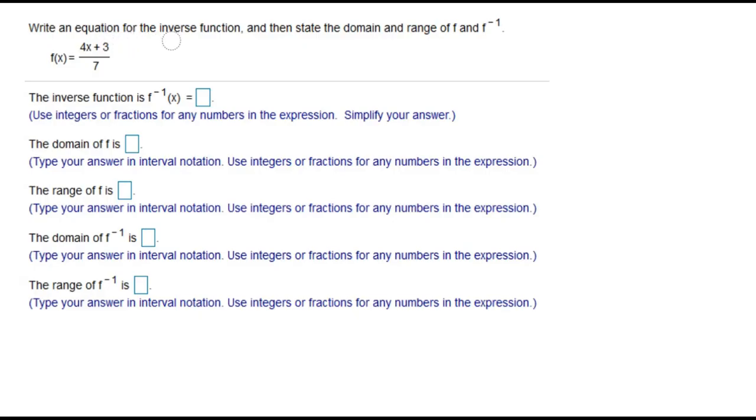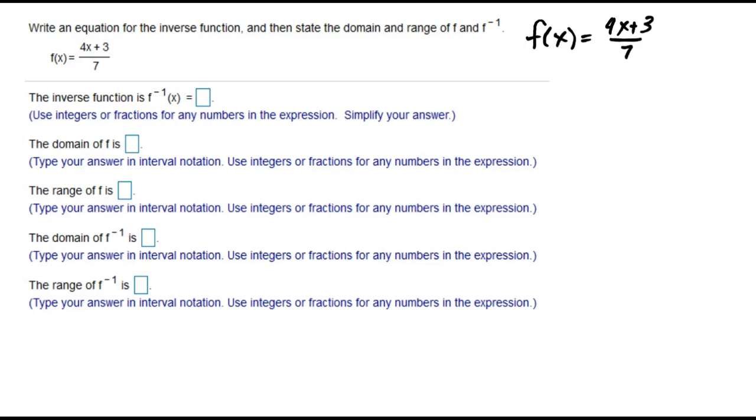Write the equation for the inverse function and then state the domain and range of f and f inverse. So first we want to find the inverse of f of x equals (4x plus 3) over 7. I have a three-step process that I'm going to use to find the inverse.